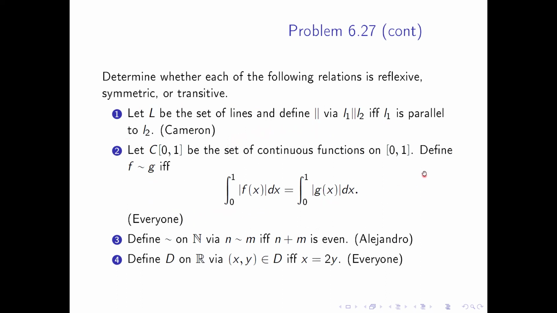Everyone, I'm giving you this one. This one's a little bit harder. C01 is the set of continuous functions on 0 and 1. So we're going to say that f is related to g, where f and g are continuous functions, if the absolute value of the integral of the absolute value of f of x from 0 to 1 is equal to the integral of the absolute value of g of x from 0 to 1. So here's the question. Are they going to be reflexive, symmetric, and transitive?